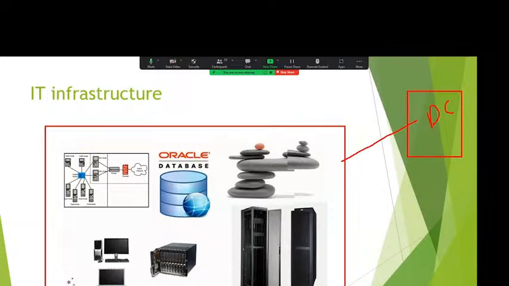So simply, what is a data center? A data center is the heart of the organization, where we can build, deploy, manage, and access the applications through the internal or corporate network. I'm repeating, what is a data center? A data center is the heart of the organization.